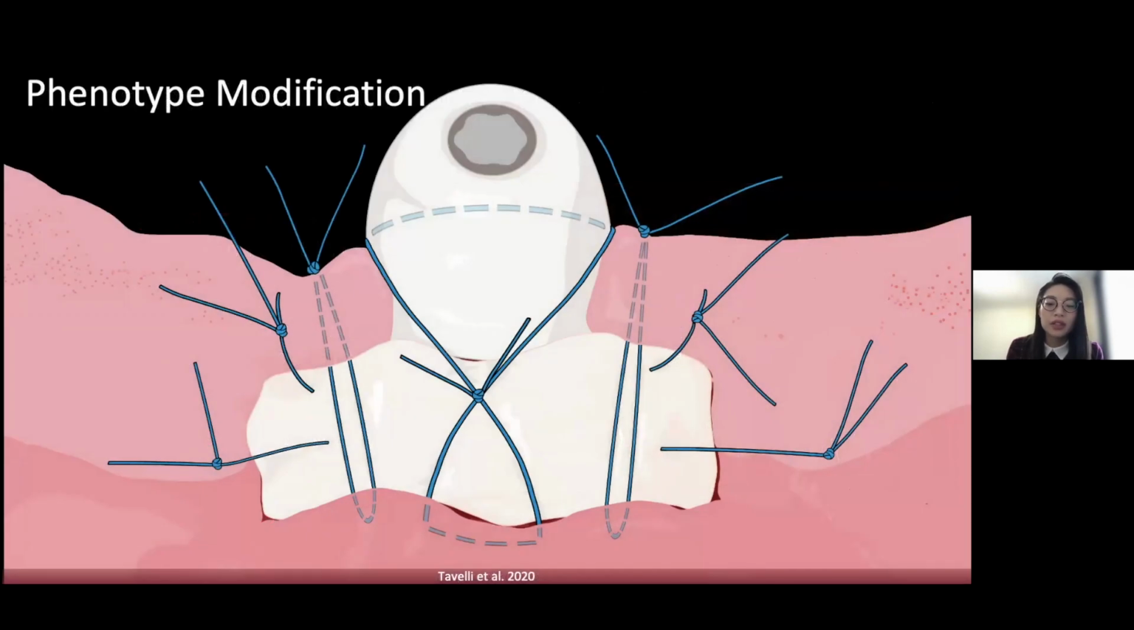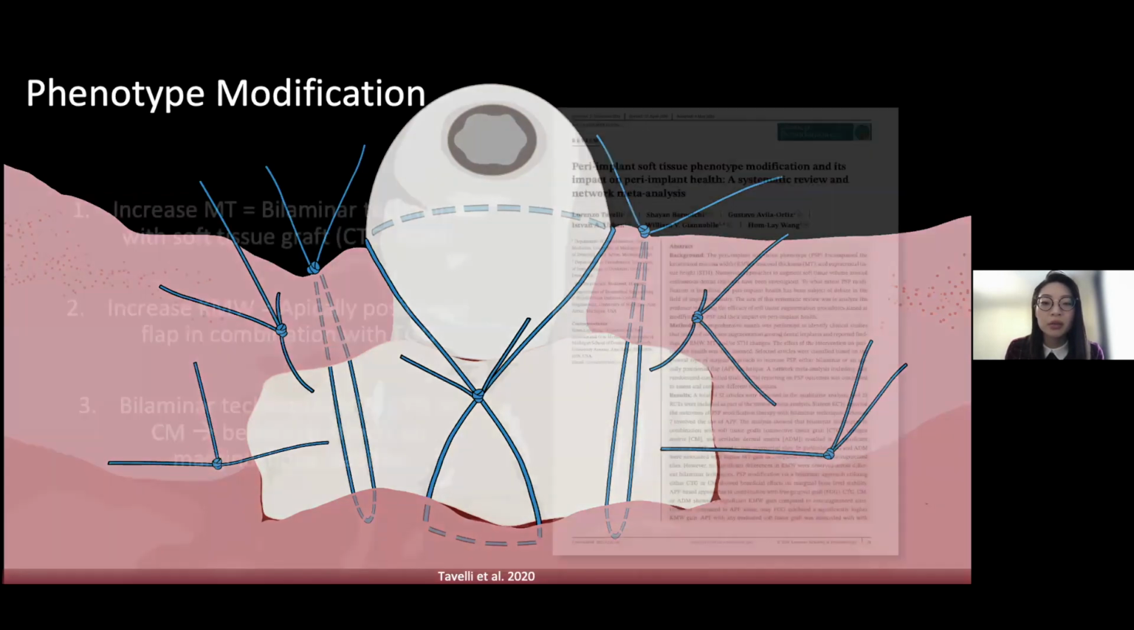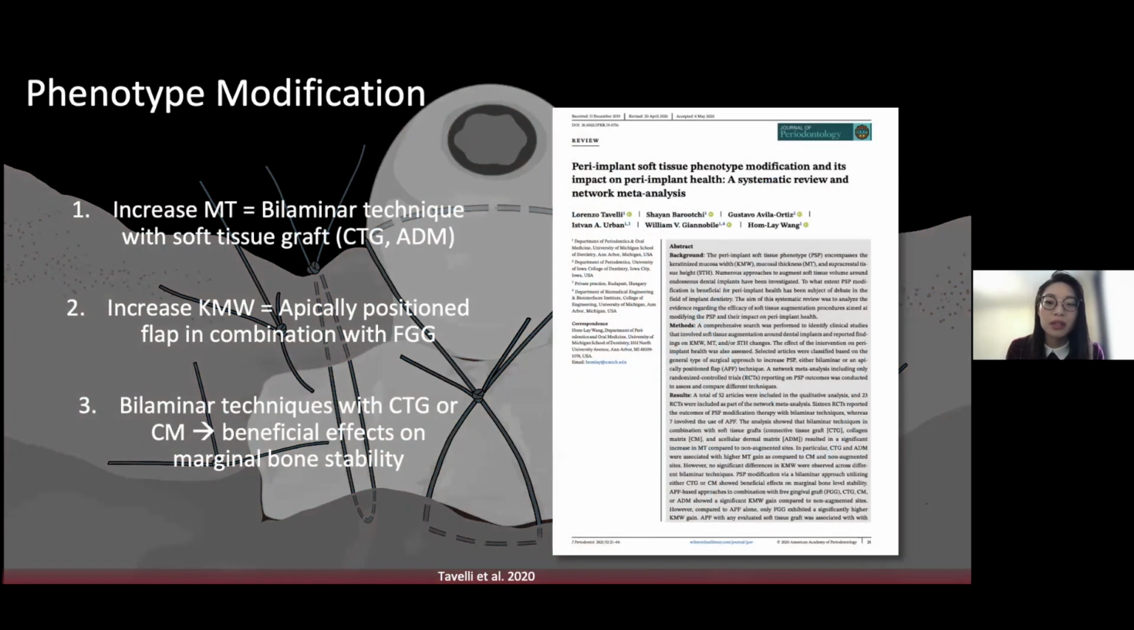So how do we address this factor? I said that there are factors that are modifiable by us, and you might think, oh, well, the patient presents with this type of gingiva, that's what they have and that's what they get. But that's not true, because we know we have surgical phenotype modification therapy to improve the soft tissue parameters around an implant. And so one of my faculty at the Harvard School of Dental Medicine, Dr. Lorenzo Tavelli, published with his group from Michigan a really important systematic review and network meta-analysis that shows that we can increase mucosal thickness using bilaminar techniques with soft tissue grafts.